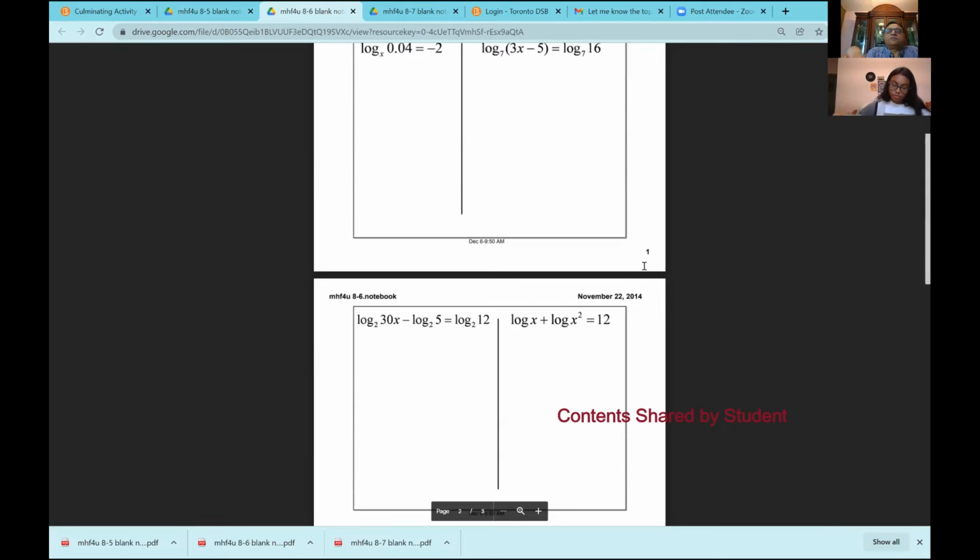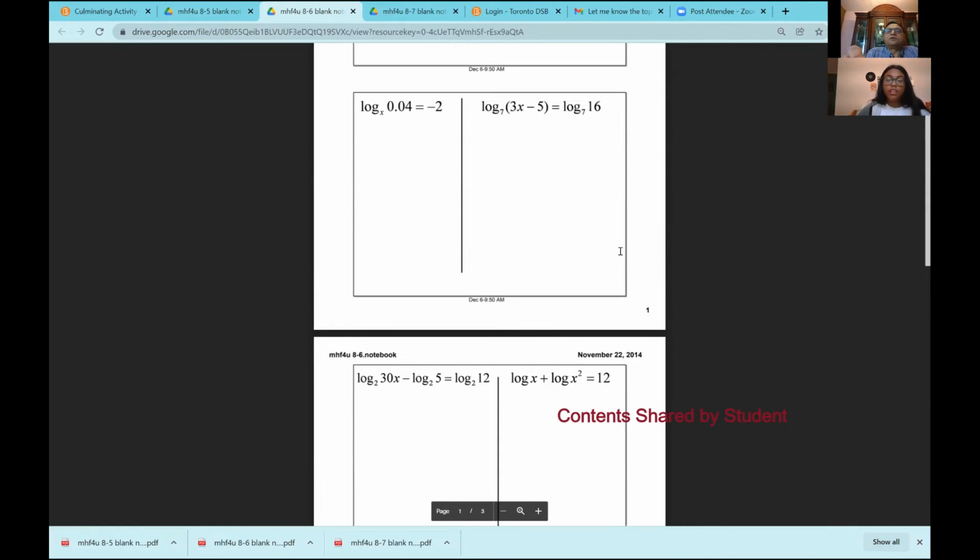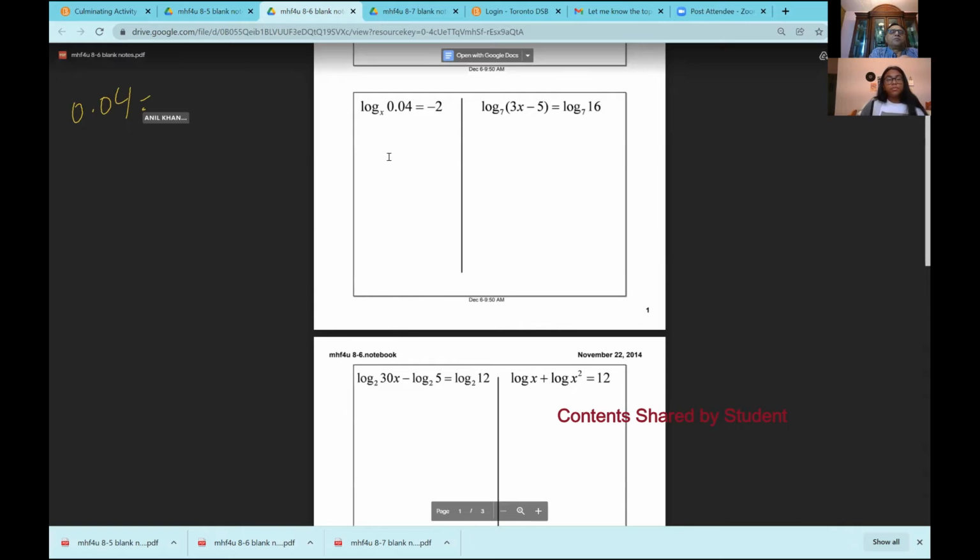So can you help me with the first one? I'll do it on the side. Log to the base x of 0.04 is minus 2. What will you do here? Do you move the 2 to the other side? Yes, so we can write 0.04 equals x to the power of minus 2, right? Which is 1 over x squared. Is that okay? So therefore, x squared is equal to 1 over 0.04.